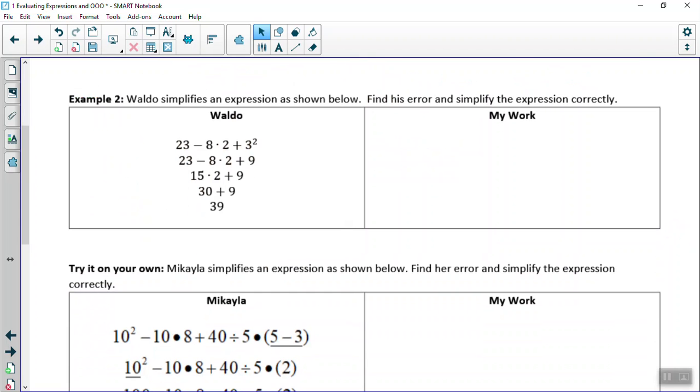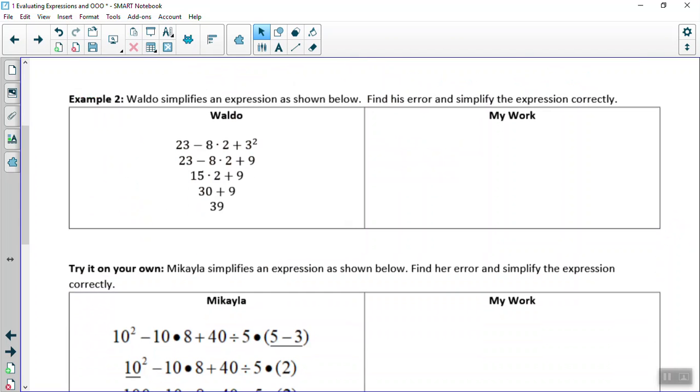So if we think back to our order of operations, GEMDAS, I look for grouping symbols. I don't have any. The E is exponents. Okay, so that seems to be right. All right, so the next thing that we're supposed to do is multiply. 8 times 2. We have subtraction, multiplication, and addition. So multiply is supposed to be next.